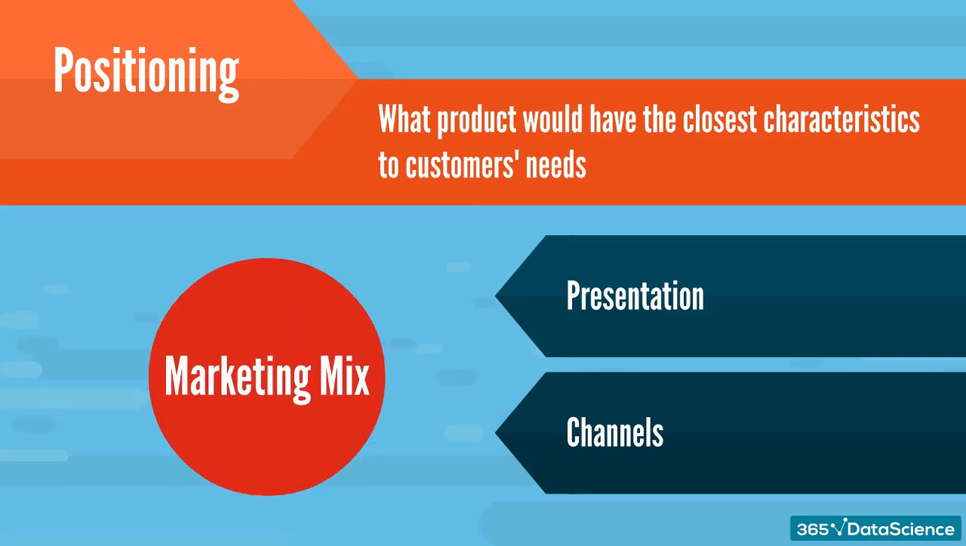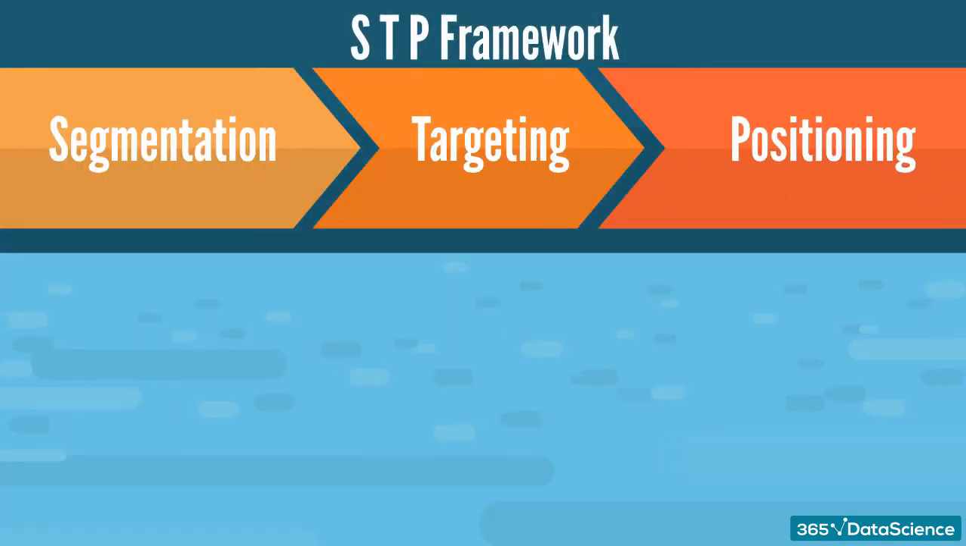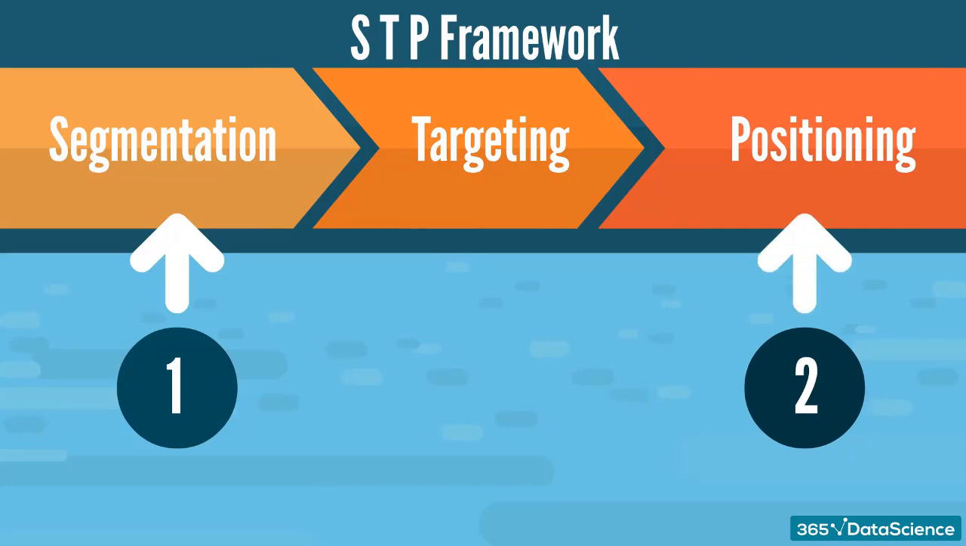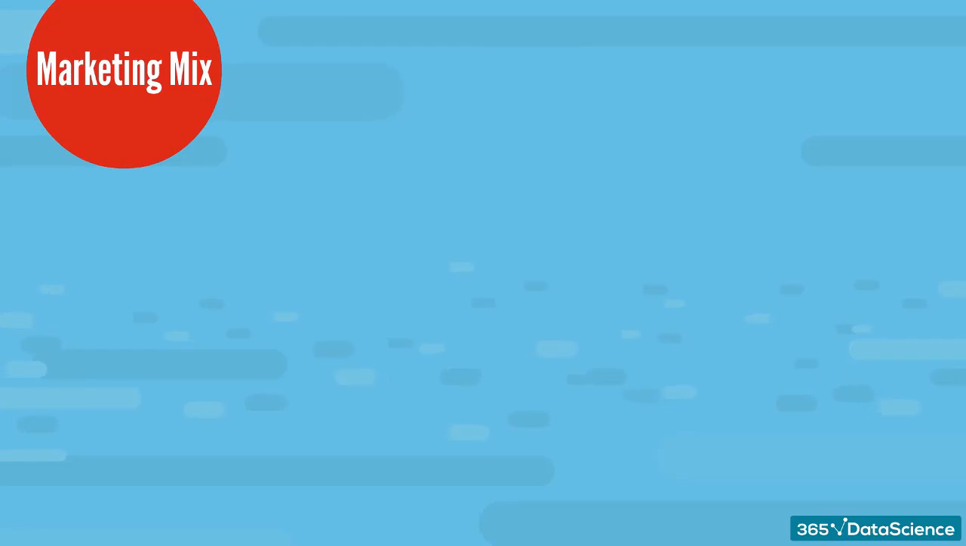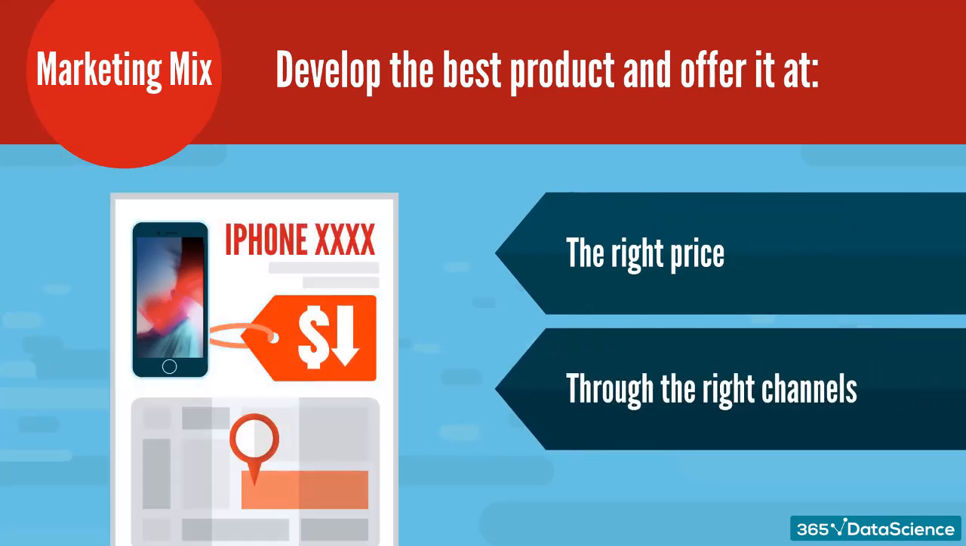In this course, we'll learn how to perform the S and P parts of the STP framework. The first big part of the course will be devoted to segmentation of customers, while the second to positioning and more precisely to the marketing mix. The concept of the marketing mix is to develop the best product or service and offer it at the right price through the right channels.